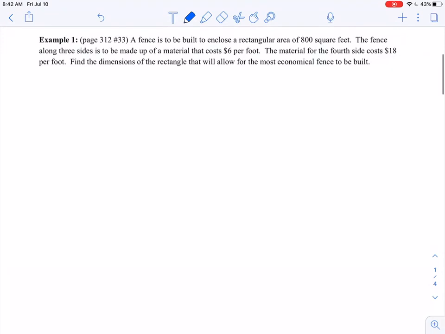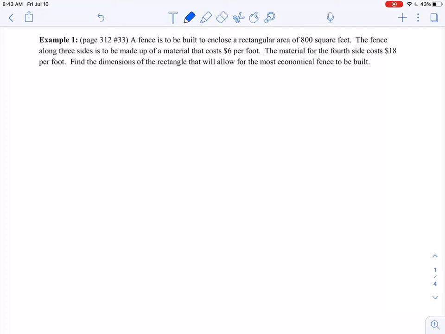I have a fence is to be built to enclose a rectangular area of 800 square feet. The fence along 3 sides is to be made up of a material that costs $6 per foot. The material for the 4th side costs $18 per foot. We want to find the dimensions of the rectangle that will allow for the most economical fence to be built.